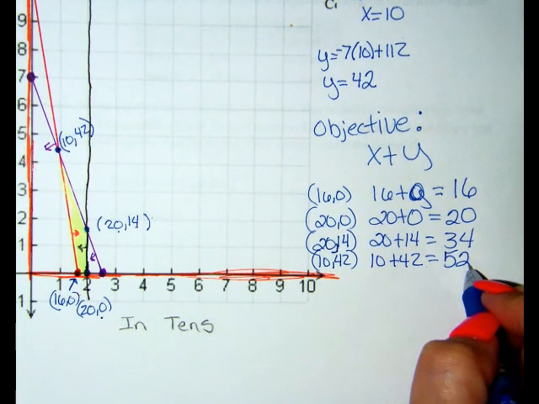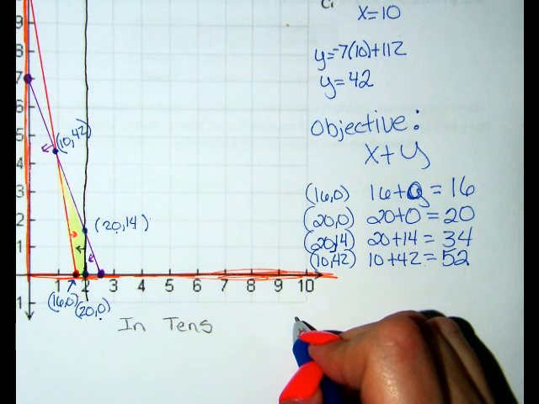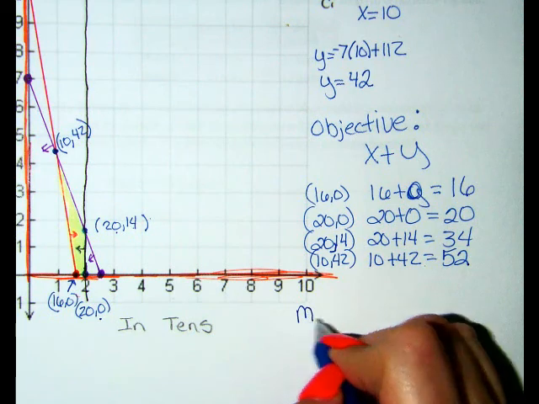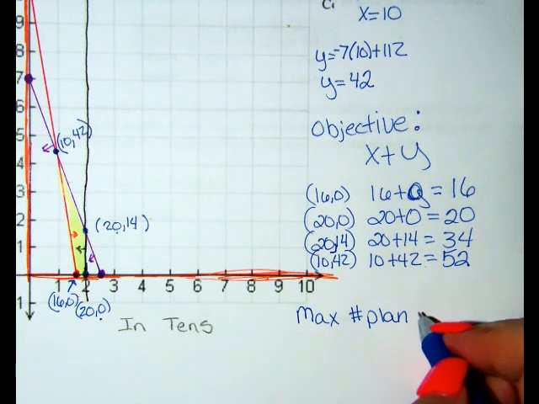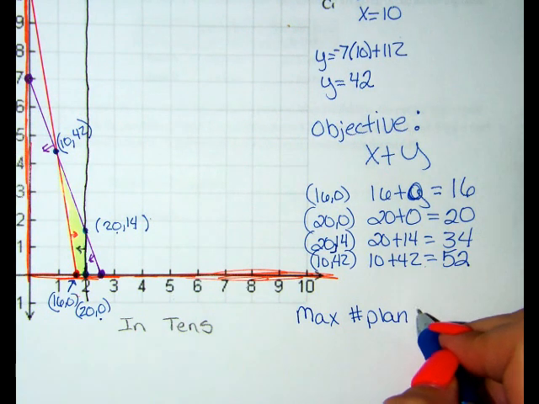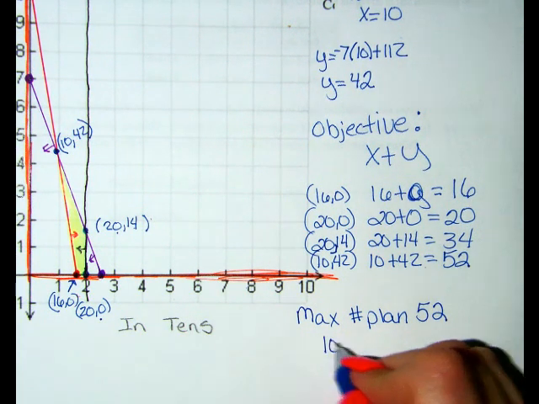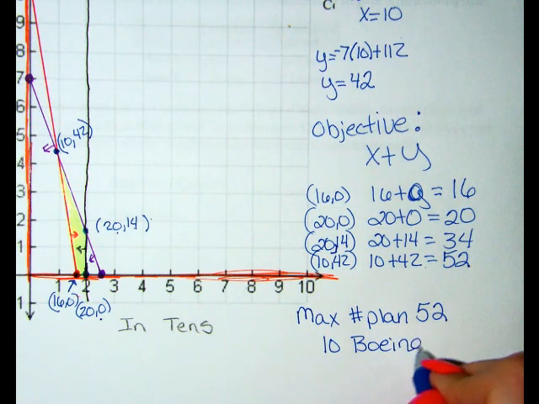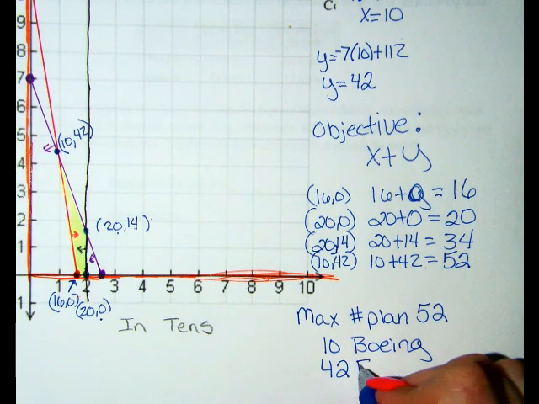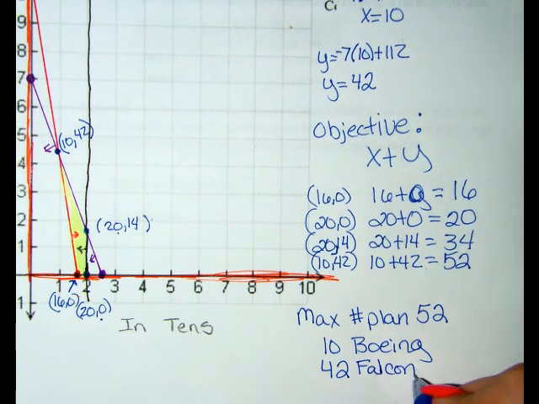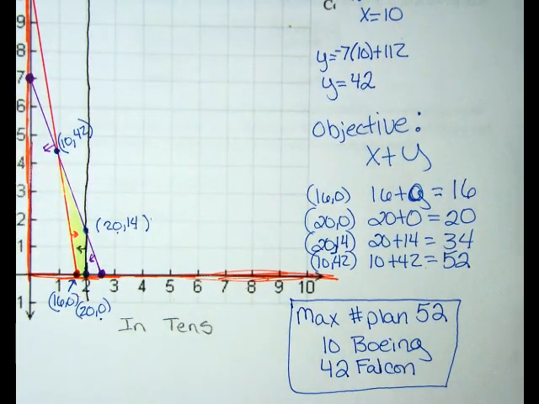52 planes total. So now I can answer my question. To have maximum fleet, my maximum number of planes that Federal Express could get out of these constraints is 52. And that would be 10 Boeings and 42 Fanjets or Falcons. Okay? And voila, you just solved your system.